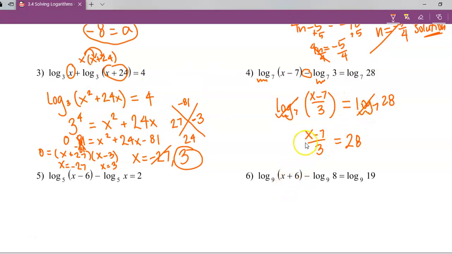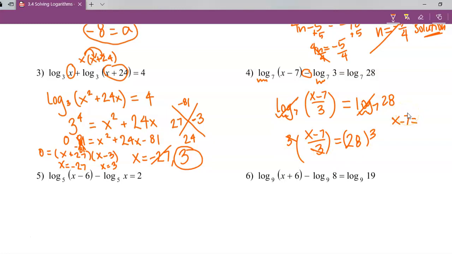Okay. So now I need to solve for this x. The first thing I'm going to undo is divided by 3. So I'm going to multiply both sides of this equation by 3. And that will cancel those on that side. So I'll be left with x minus 7 equals 28 times 3, which is equal to 84. Now I can just add 7 to both sides. So x is equal to 91.